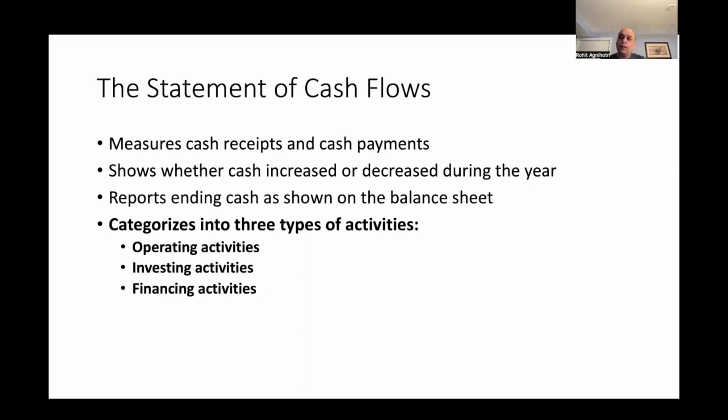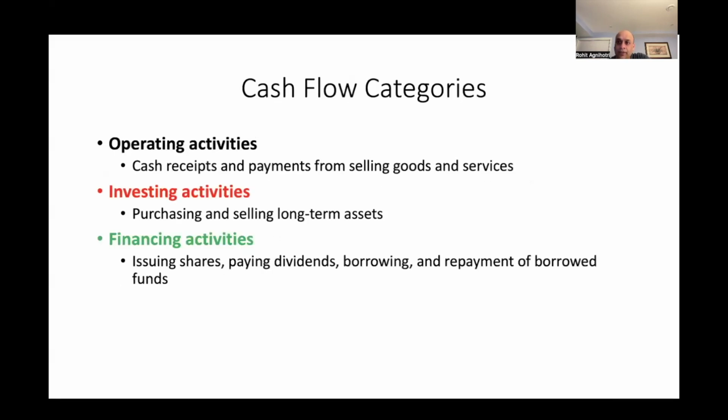There are three kinds of activities reported on your cash flow statement: operating, investing, and financing activities. This slide tells you what they are. Operating activities come from your primary business source. It's coming from the receipts and payments from selling your goods and services. So, your primary business activities.